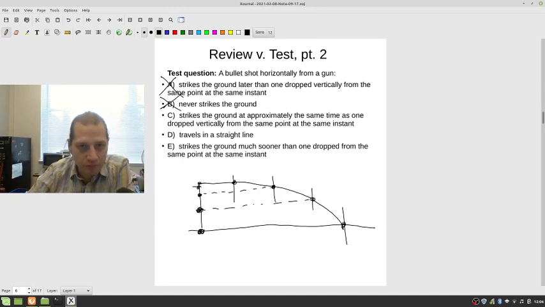Okay. Strikes the ground at approximately the same time as one dropped vertically from the same point at the same instant. That's the point I'm trying to make here. Travels in a straight line? No, it does not. It goes in a parabola. Strikes the ground much sooner than one dropped from the same point at the same instant? No, it goes the same. They hit the ground at about the same time.